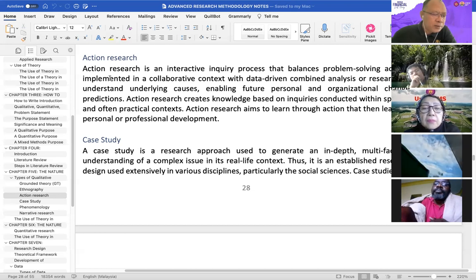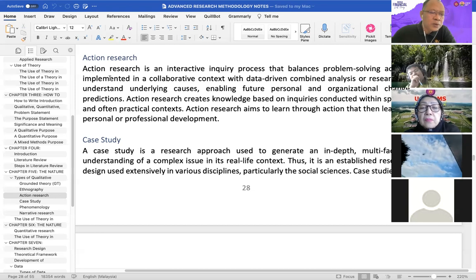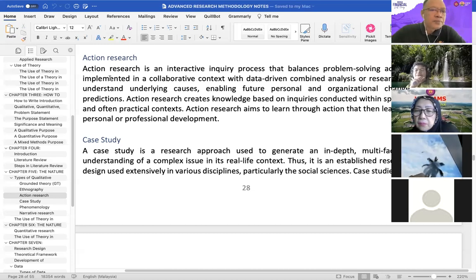Let me add one more thing. When you do qualitative research, for example, you analyze interviews, right? The transcription must be analyzed. You cannot write whatever the interviewee said in your analysis. You cannot put the raw data in your analysis.